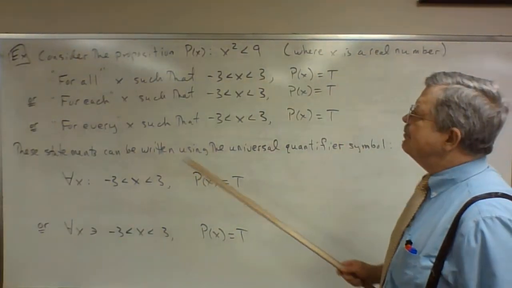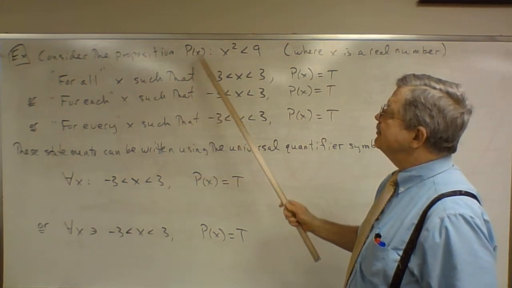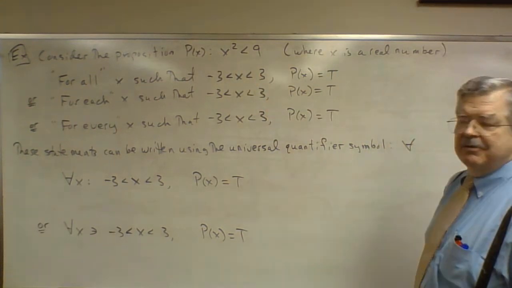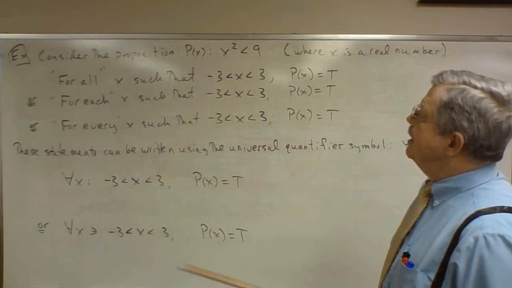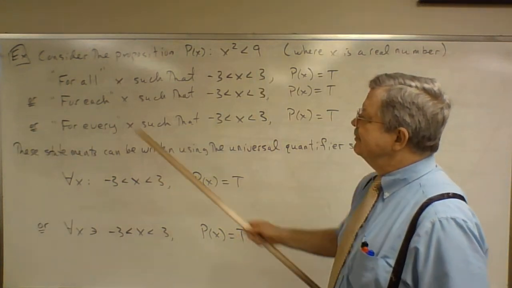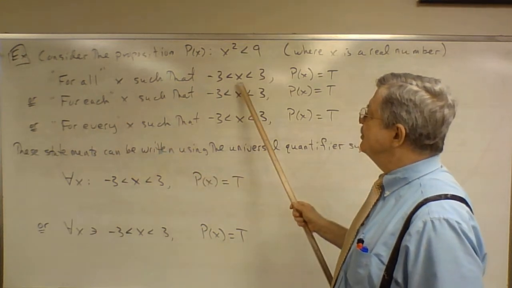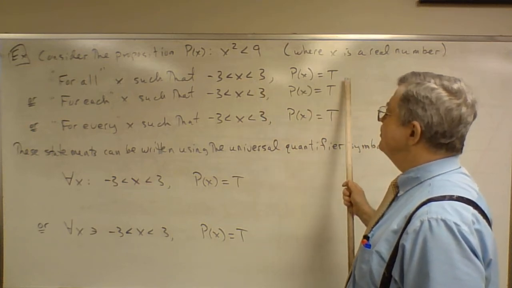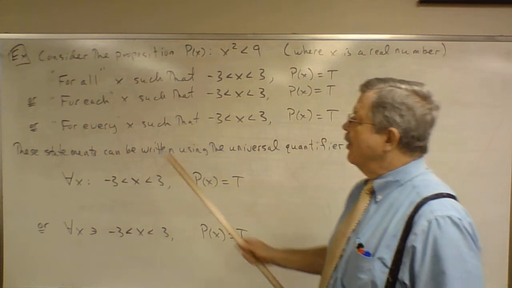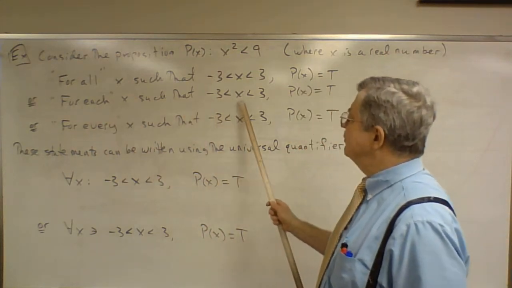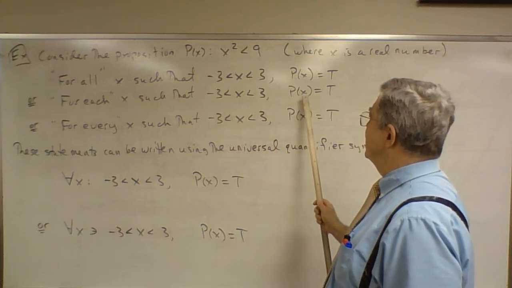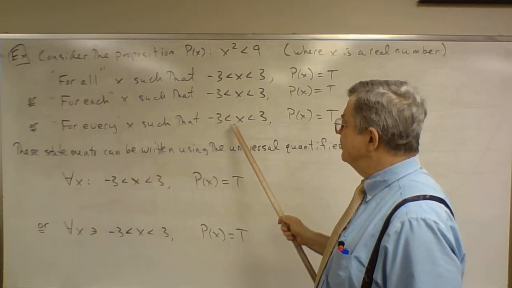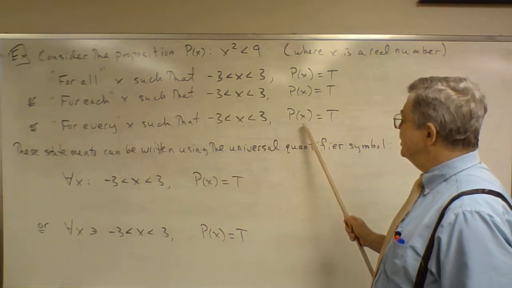Let's consider another example. Consider the proposition p of x, which is based on the statement x squared is less than 9, where x is a real number. We can render this proposition as follows. For all x such that x is between -3 and +3, our proposition p of x is true. Or for each x such that x is between -3 and 3, our proposition is true. Or for every x such that x is between -3 and +3, p of x equals true.